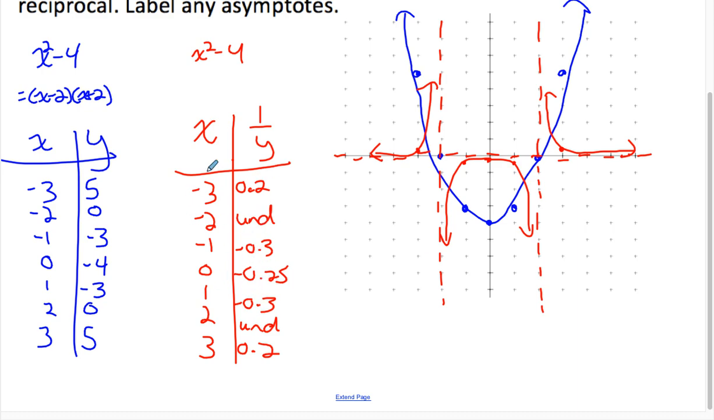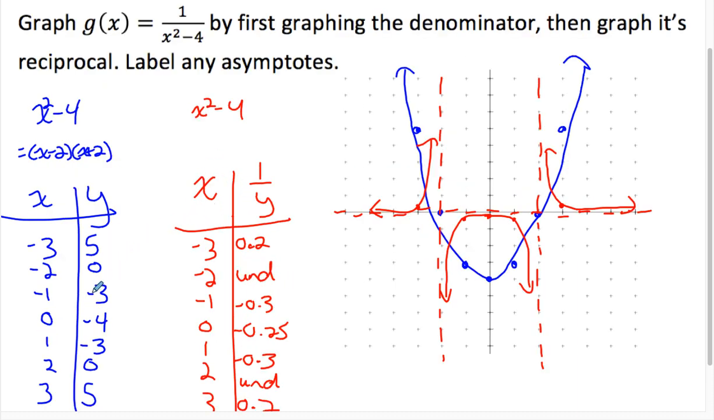So that's how you graph the reciprocal of a quadratic. Graph the quadratic, then get points for the reciprocal function by keeping the x values and then doing the reciprocals of the y values.